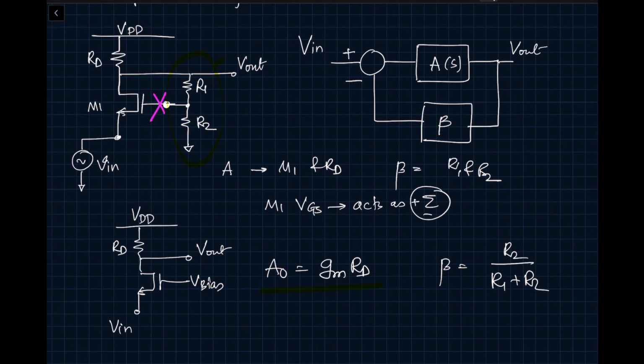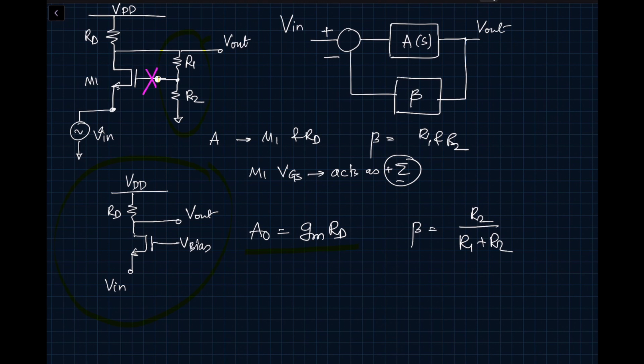Now let's figure out what R in and R out are before the feedback. Our R in, which is looking in here, we know is equal to 1 divided by GM of the transistor. And the R out at this point is given by RD.